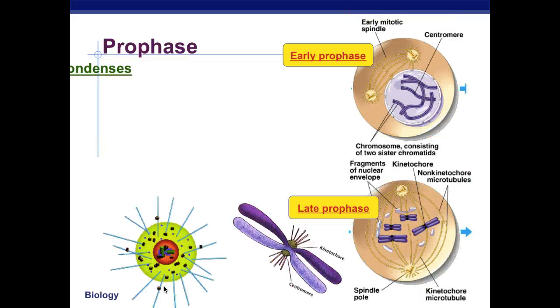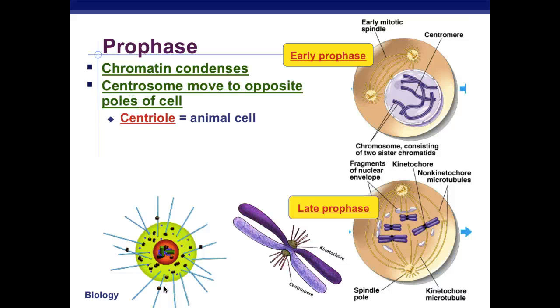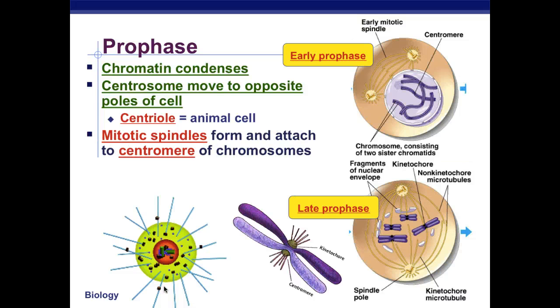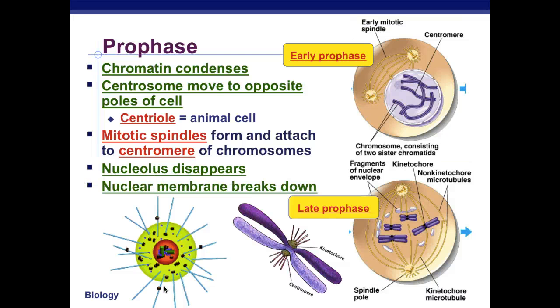So prophase: the chromatin condenses, and the centrosomes, or the centrioles in animal cells, move to opposite poles of the cell. The mitotic spindles form and attach to the centromere of the chromosomes. The nucleolus disappears and the nuclear membrane breaks down. So the cell in prophase is getting ready to get the chromosomes lined up in the center so that they can divide.